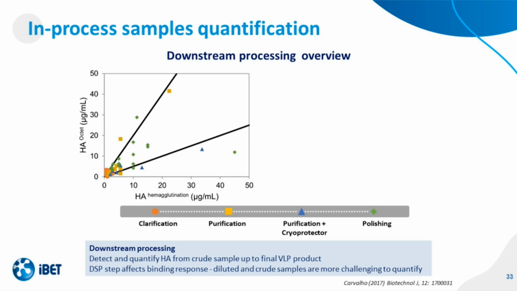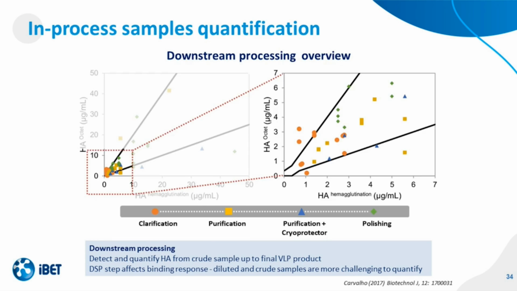So here we have the quantification results for the in-process samples, and as we know, depending on the downstream processing step, samples will have different purity levels, leading to different response behaviors. And in this case, all the analyzed samples were grouped based on the DSP step that they belong to. And these black lines that we have here in the graph represent the error range that is associated with the hemagglutination assay. And the overview of our results shows that the majority of the sample quantifications are within the error range, being in accordance with the hemagglutination assay.